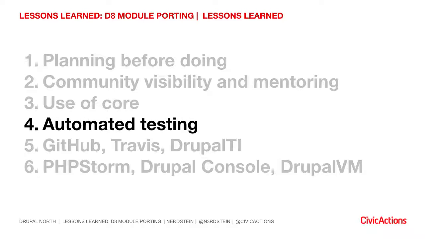Automated testing. This is how you don't break a module as you're continuing to evolve it. You put out your module. You've built this really awesome, cool thing. You're really proud of it, right? Well, you start getting patches coming into your issue queue. Well, how do you know that those patches aren't going to break the crap out of your module?